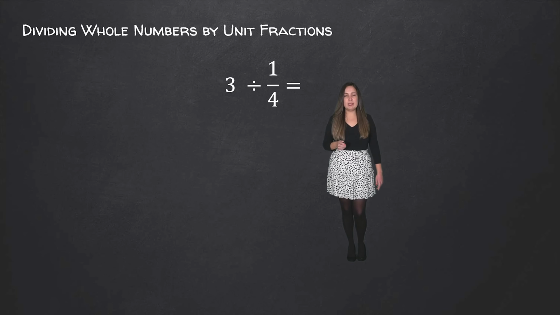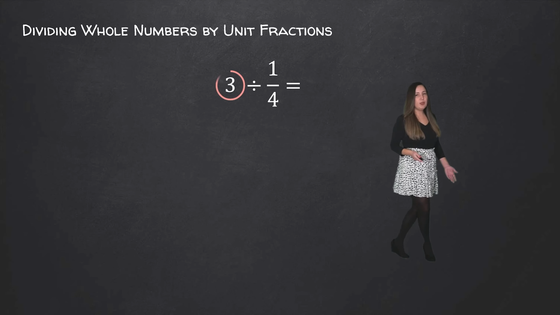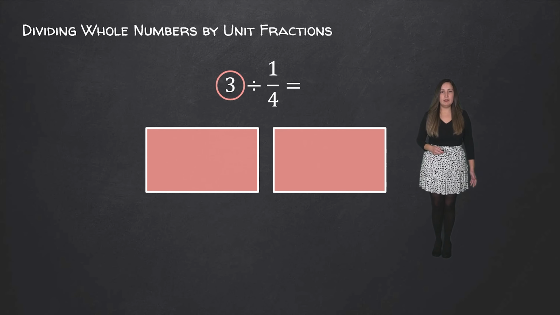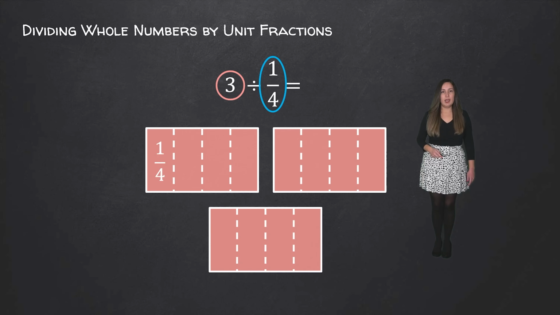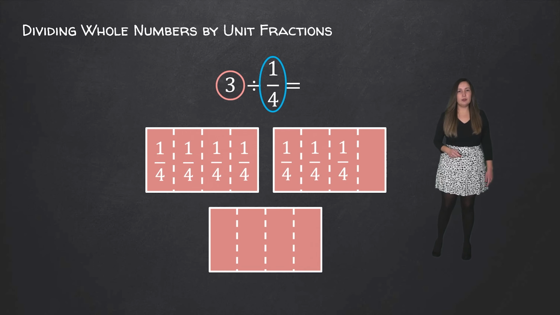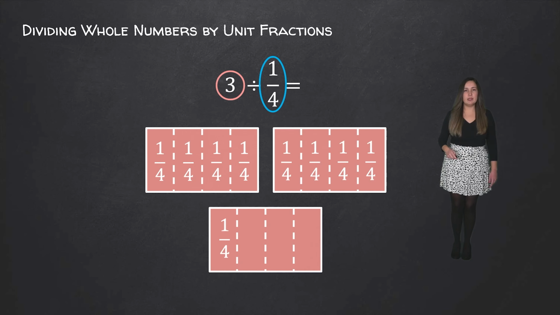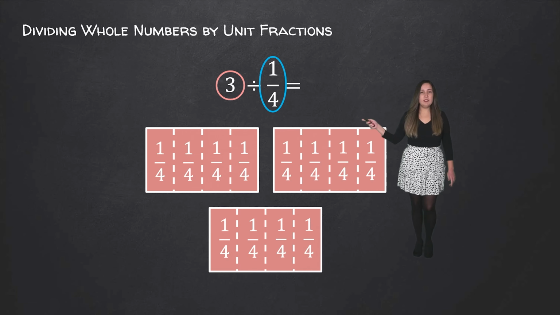Let's do one more example where we have 3 divided by 1/4. First, we have to represent our 3 wholes. So 1, 2, and 3. And divide each one of these into fourths. And we're also going to label out those fourths so that you could see them. All right? So now we have to figure out how many fourths fit into 3 wholes.